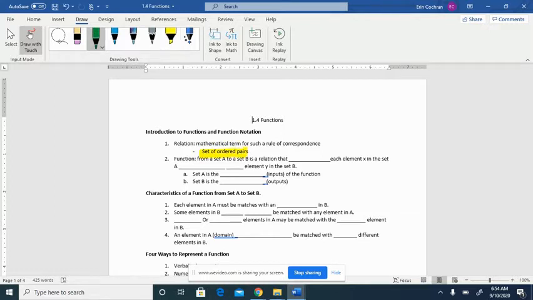A function from set A to set B is a relation that assigns each element x in the set A to exactly one element y in set B. Okay. In other words, what that means to be a function, your x coordinates cannot repeat. Okay. So set A is your domain, your inputs of the function, and set B is your range, which is also known as the outputs, which is your y. Okay.